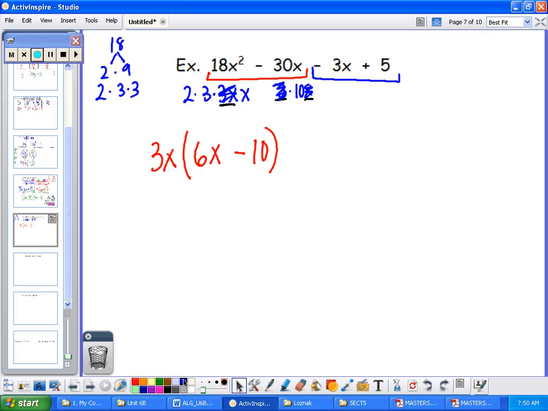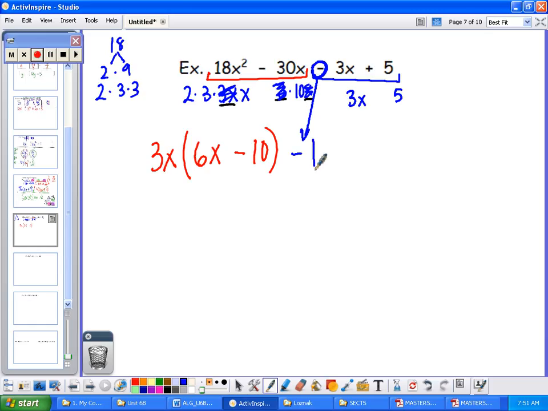Alright, so let's look at the second group. What does the second group have in common? A 3 and an x and a 5. Nothing in common. When nothing is in common, I'm just going to pull out a 1. Okay? But because this is a minus right here, I'm going to pull this out as a negative 1.